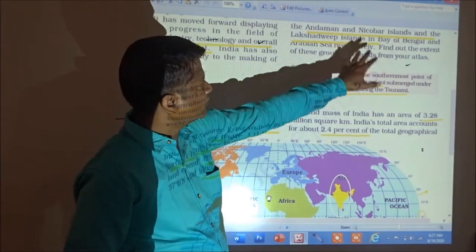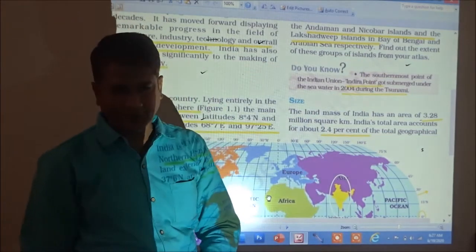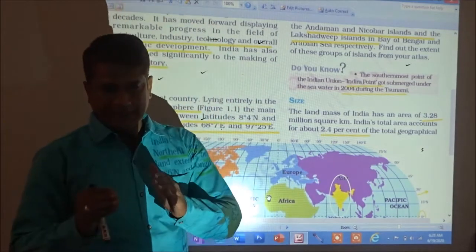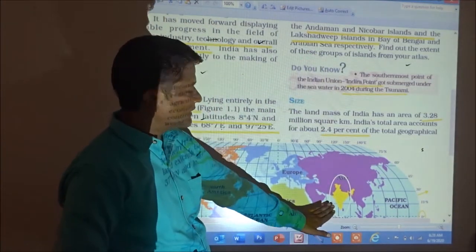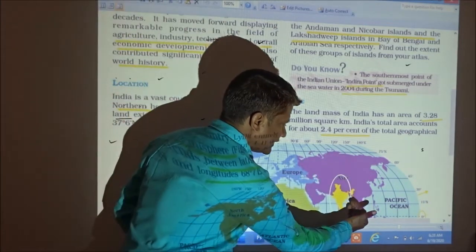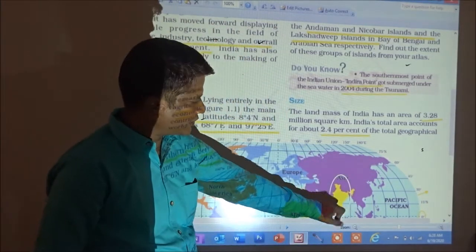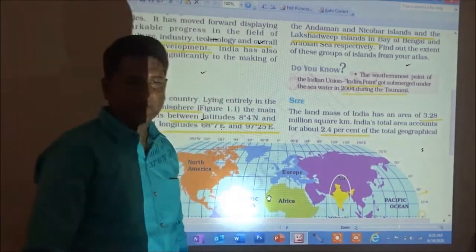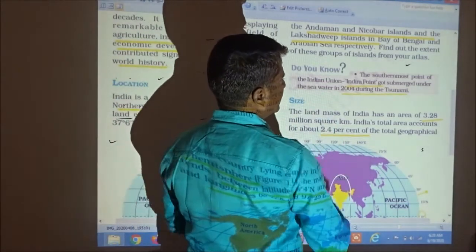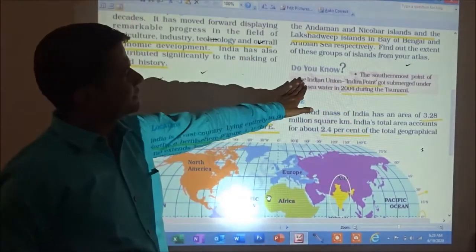Here we have one group of islands which is known as Andaman and Nicobar. And if we talk about the west direction in the Arabian Sea, here we have another group of islands, that is Lakshadweep. So in the east we have Andaman and Nicobar, and in the west we have Lakshadweep. This is important, or you can say GK point of view information for you.